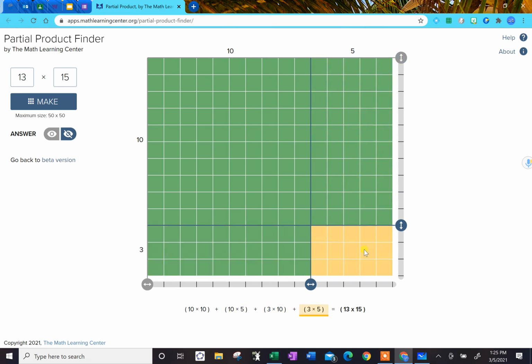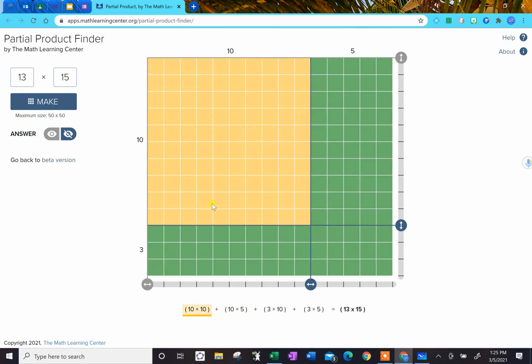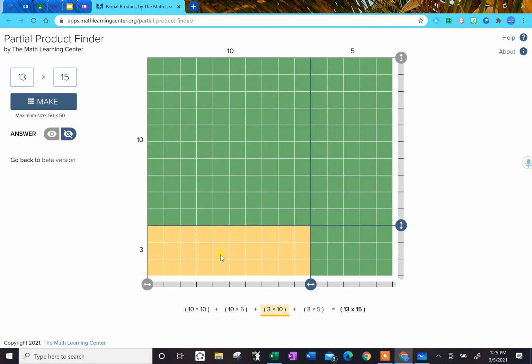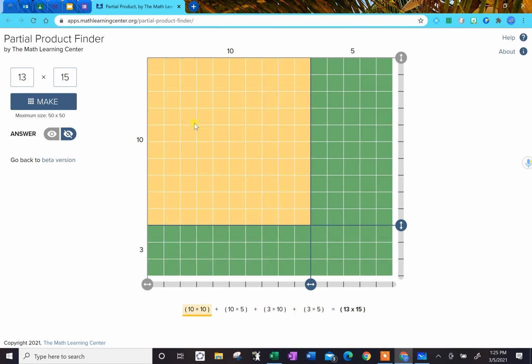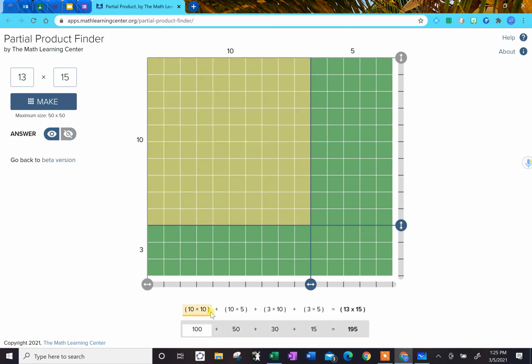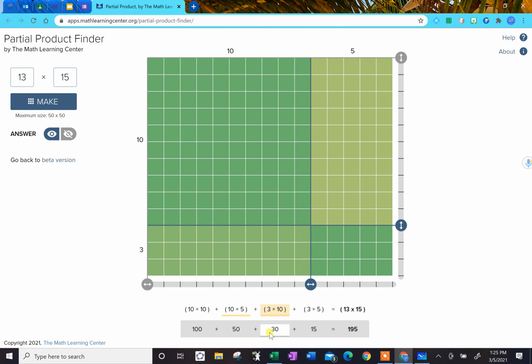Here's 10, here's 3. So 10 times 10 is 100. 10 times 5 is 50. 10 times 3 is 30. And 3 times 5 is 15. If you don't believe me, you can count up all the squares, but that'd take a really, really long time. And the reason why that takes so long is because, take a look, 10 times 10 is 100, plus 50, plus 30, plus 15. When you add them all up, you get 195.